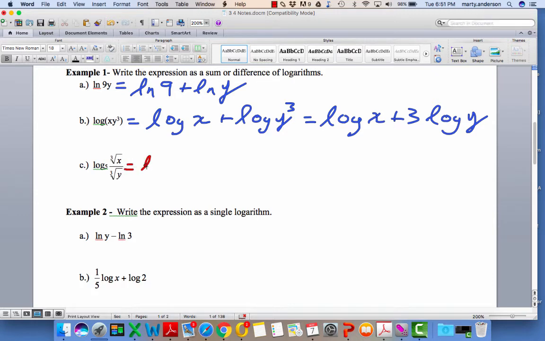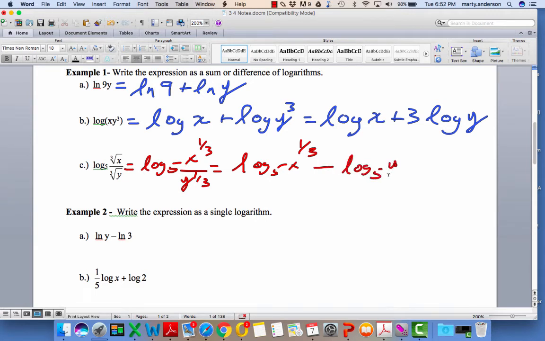It would be equal to the log base 5 of x to the third over y to the third, which equals log base 5 of x to the third minus log base 5 of y to the third. And now I can swing those thirds out front. Heck, we could probably factor a third out if we really wanted to, but those thirds can come out front. So there's a variety of ways to get to this final answer, but either way we end up with 1/3 log x minus 1/3 log y.